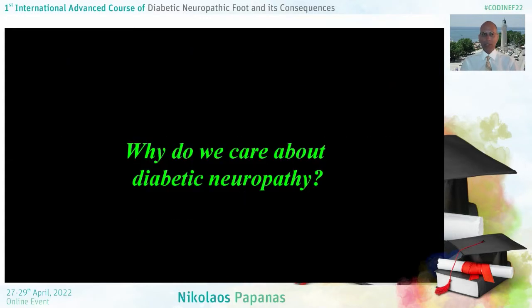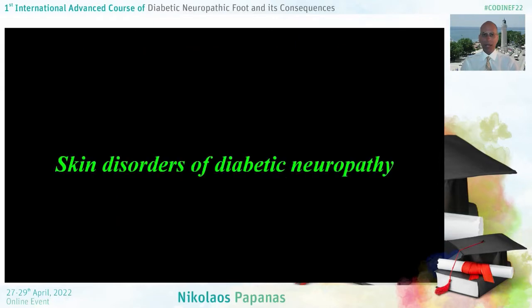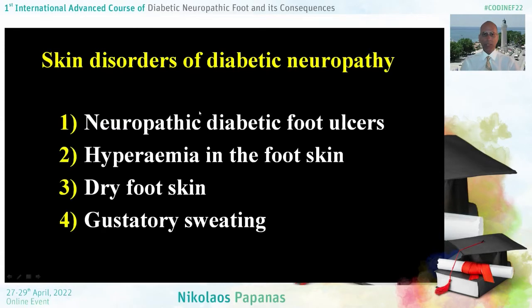So why do we care about diabetic neuropathy? Well, that is a silly question indeed, because as already said, it contributes to diabetic foot development, to neuropathic pain, to gait disorders, to cardiovascular morbid mortality, to erectile dysfunction, depression, and others. So we'll be talking about 1 and 8. And skin disorders of diabetic neuropathy will refer to neuropathic diabetic foot ulcers, which is a subject already and repeatedly touched upon these 3 days, but it is a skin disorder, if we would like to put it this way. Hyperemia in the foot skin, dry foot skin, and gustatory swelling, which is not manifested in the foot, obviously.